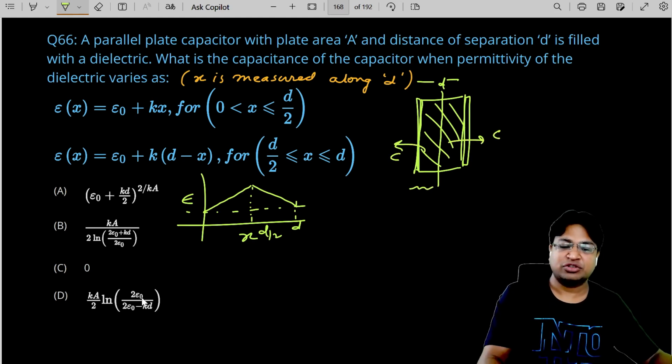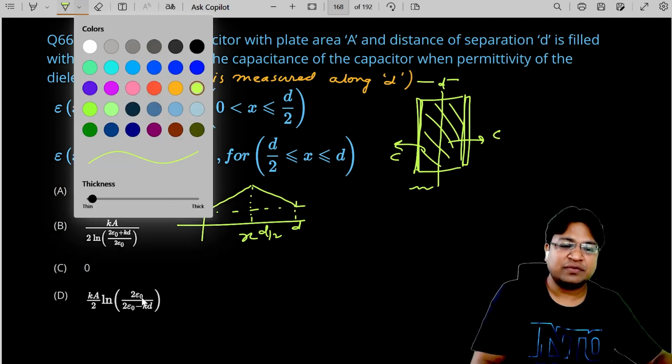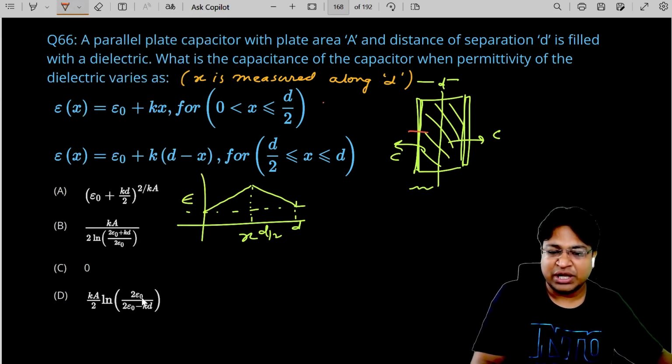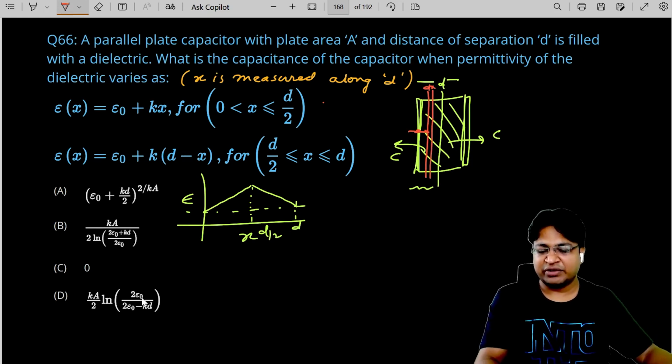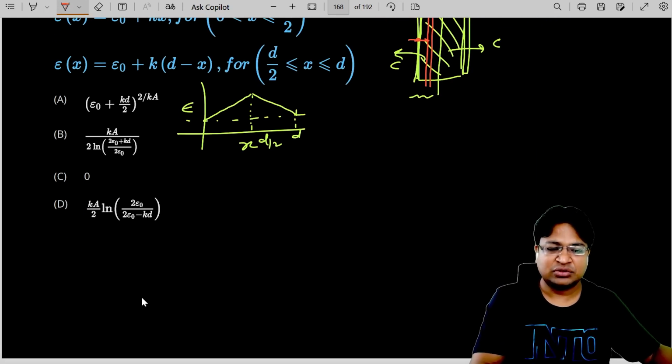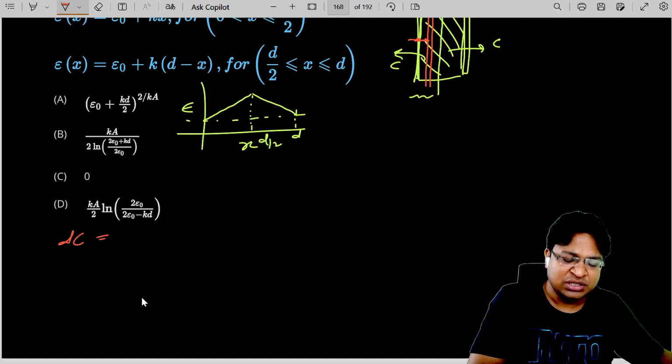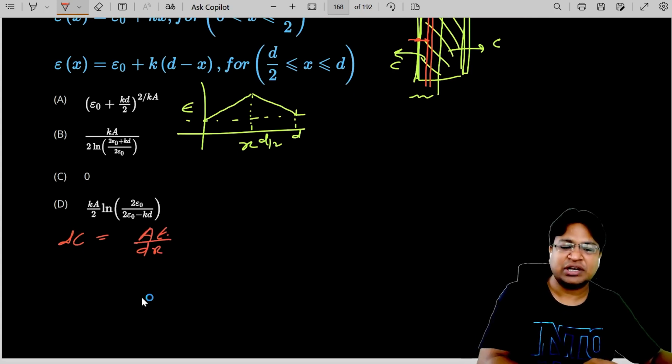So C by 2 is going to be my answer. And to find the capacitance of the first half, I'm going to say that at a distance x from the sheet, let's consider a thickness of dx. All right, and then we will write the capacitance of this. So I'm going to write dC as A epsilon by dx, and all these are connected in series.